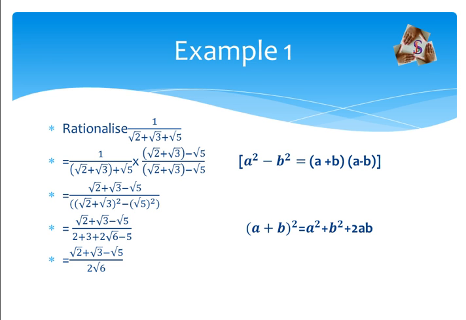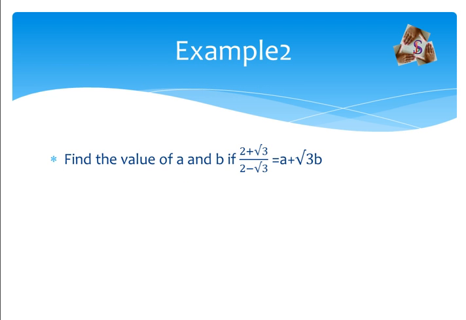But still in my denominator I have an irrational part. So I will multiply and divide by root 6. So I get root 2 plus root 3 minus root 5 into root 6 by 12. Let us consider another example.